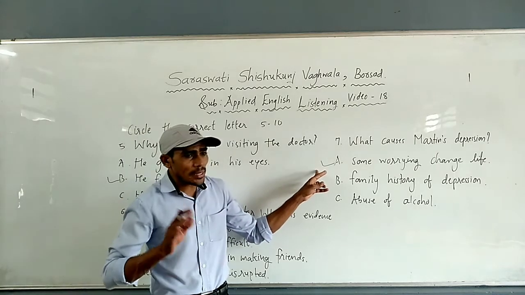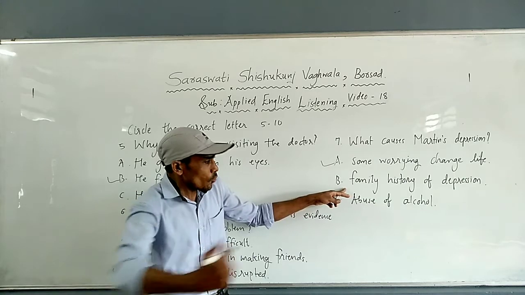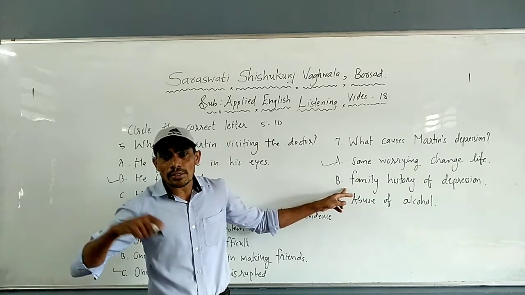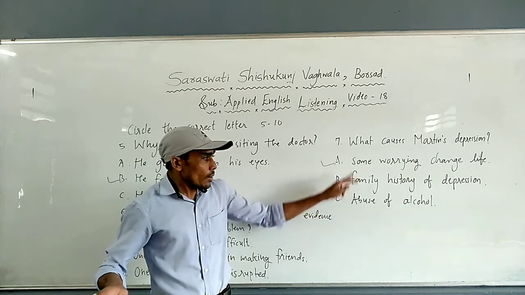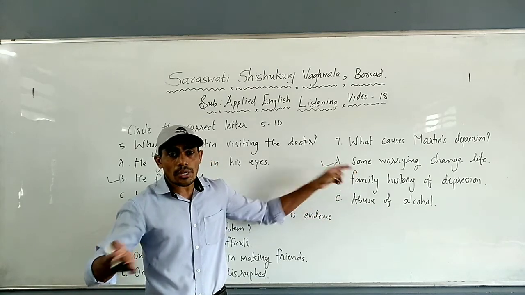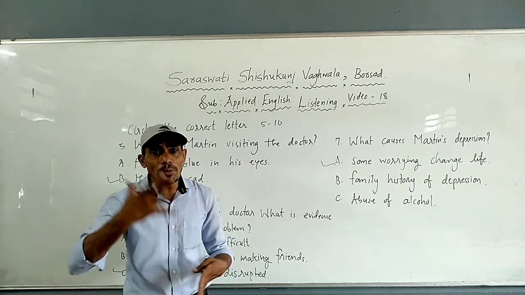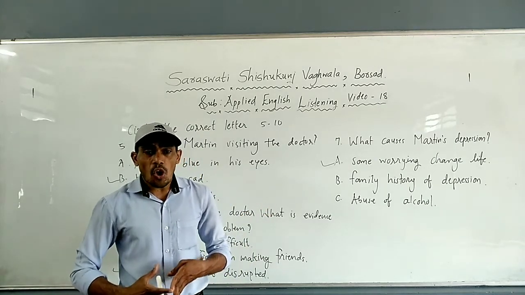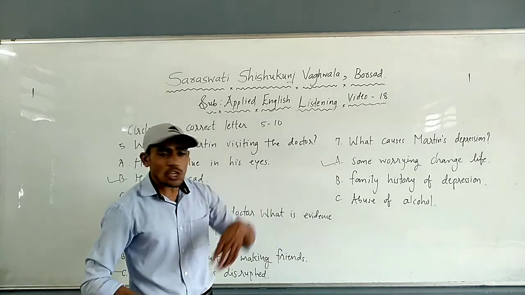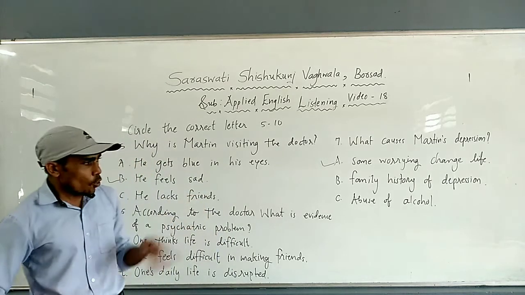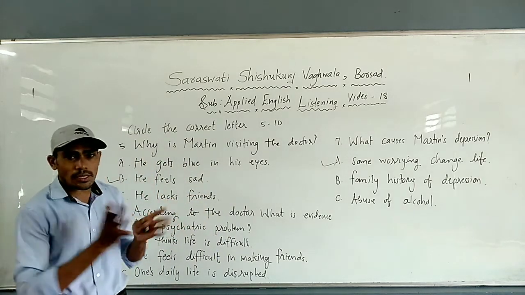Here, what causes Martin's depression? It is not family. He does not have any family history of someone having this depression. Not abuse of alcohol, but some worrying change in life. Okay, now what the worry? So he says that okay, I had a very bad breakup of a love relationship, so that can also cause depression. So some worrying change in life. Students, I hope you understood these three types of questions, that is MCQ.